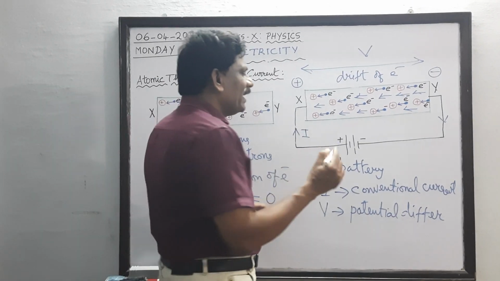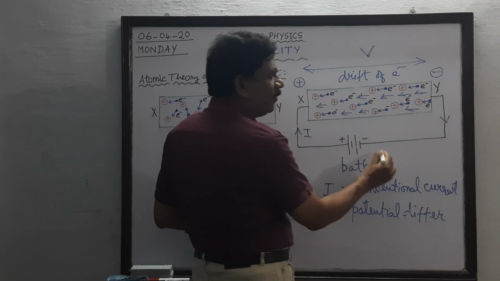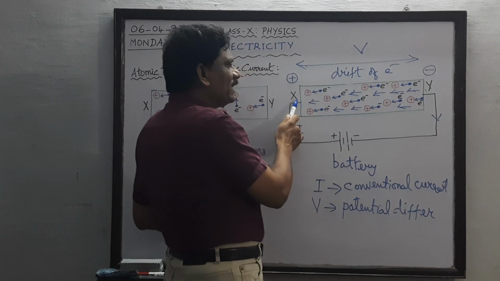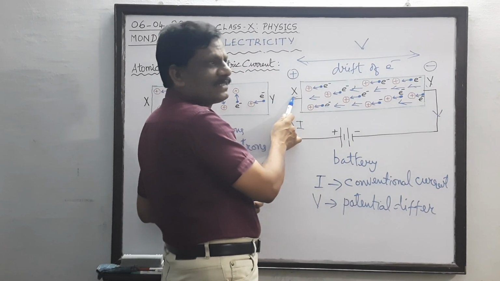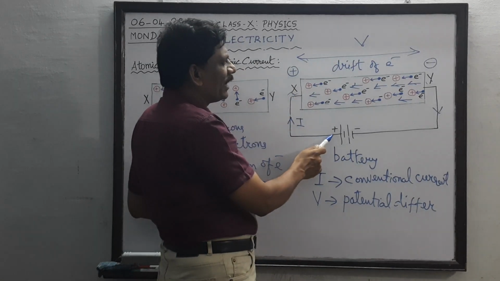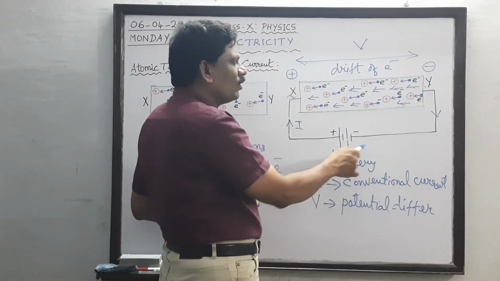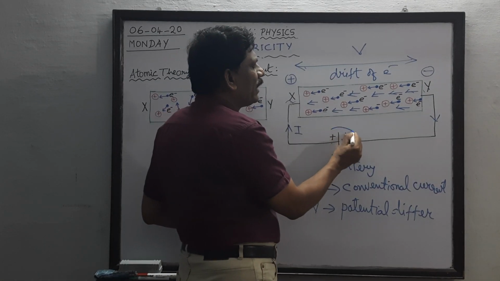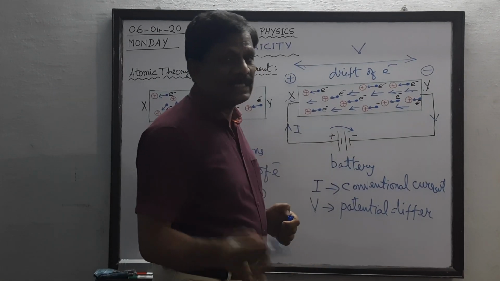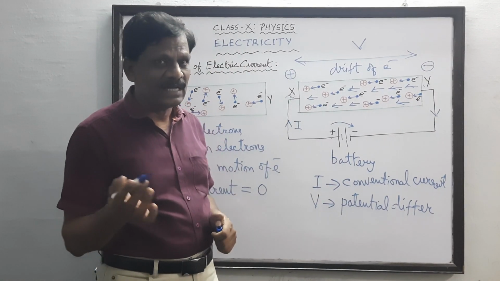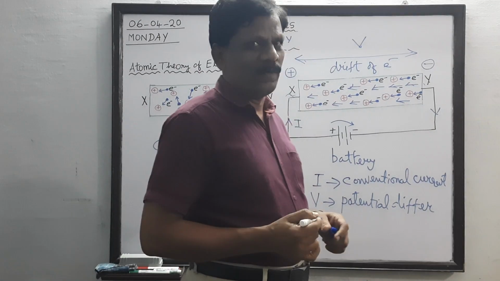So after that, how the circuit will be completed? The electrons have started from the end Y, they have reached the end X due to the potential difference, and they have passed through the connecting wire and reached the positive terminal of the battery. And how to complete the circuit? They will have to travel inside the battery. There will be some chemicals like dilute sulfuric acid or any other electrolyte through which the electrons will flow.